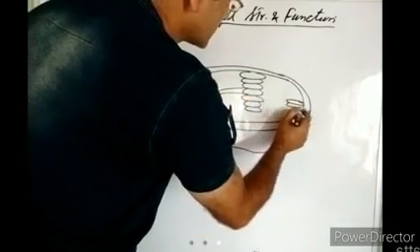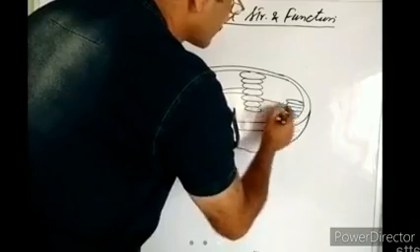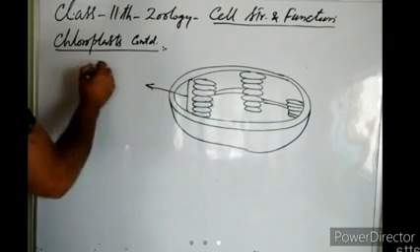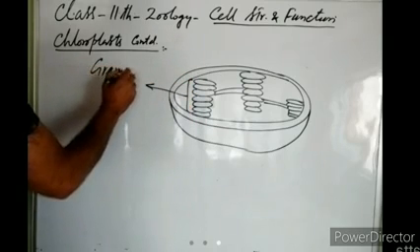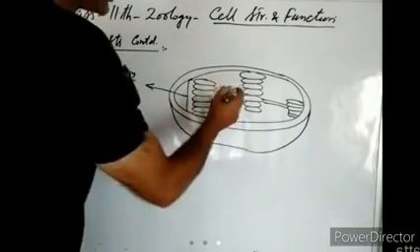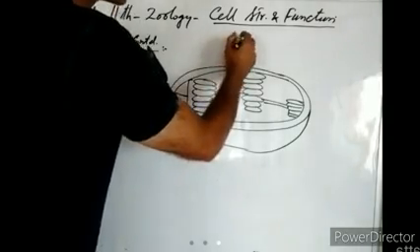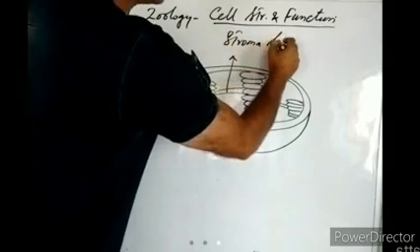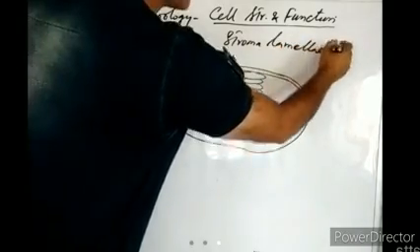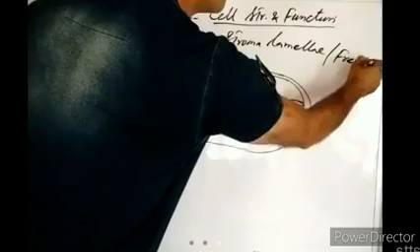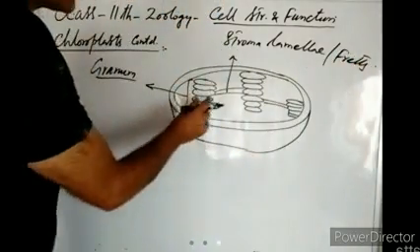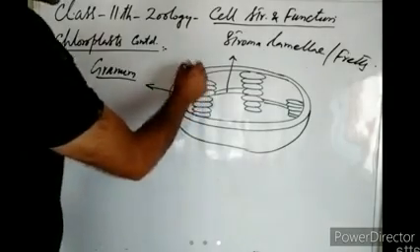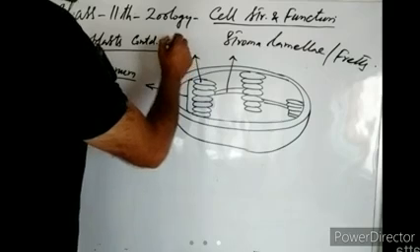There may be others as well. So these are the grana. This is a single granum. These grana are interconnected by membranes known as stroma lamellae or simply lamellae, or we also call them frets, right? Now we have to look into this thylakoid. These sacs are known as thylakoids.